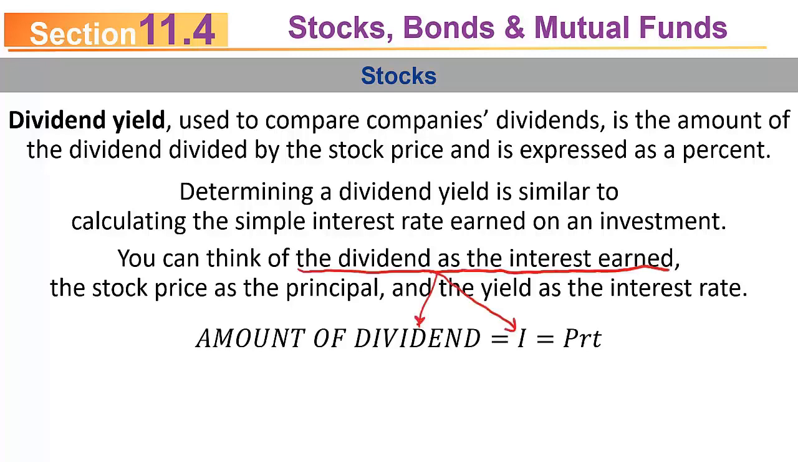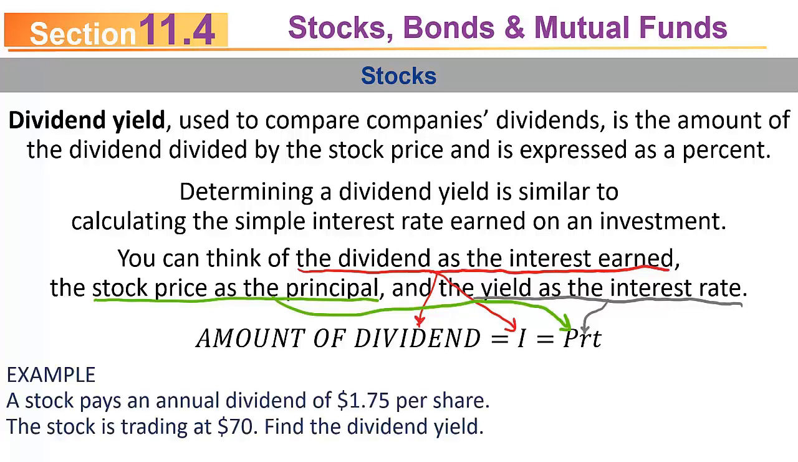So the amount of dividend is the same as the amount of interest earned in the I=PRT formula. The principal is the stock price, and the interest rate is the yield. And of course, the time is the same in both. For example, if I said a stock pays an annual dividend of $1.75 per share, and the stock is trading at $70, find the dividend yield.